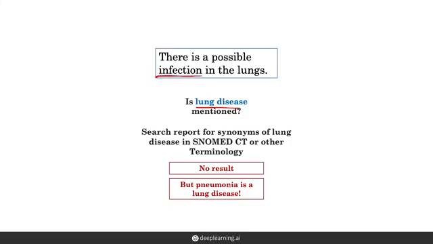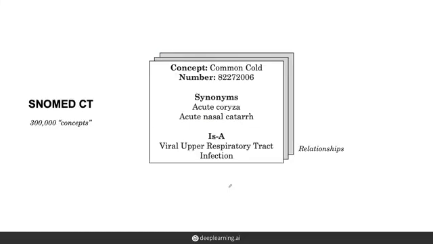How do we tackle this challenge? We can go back to terminologies to help us. Terminologies not only contain synonyms for a concept, but also contain relationships to other concepts. Here we can see that common cold has a relationship with viral upper respiratory tract infection.